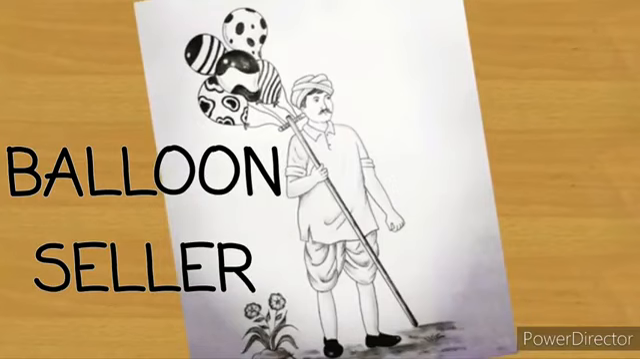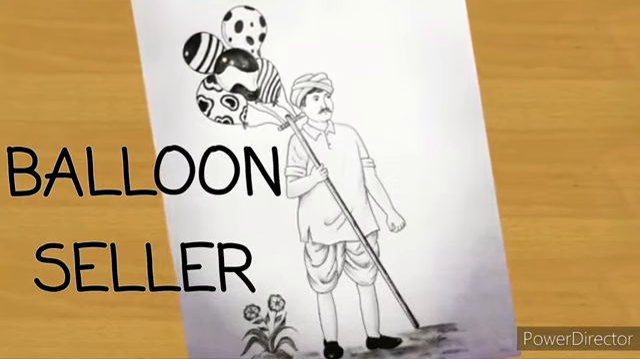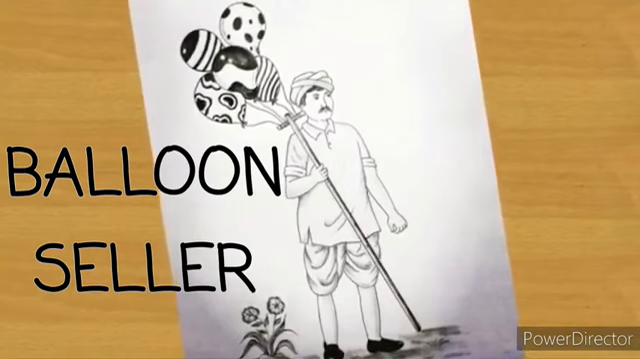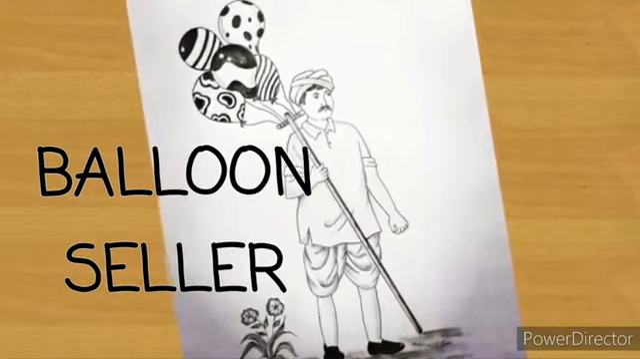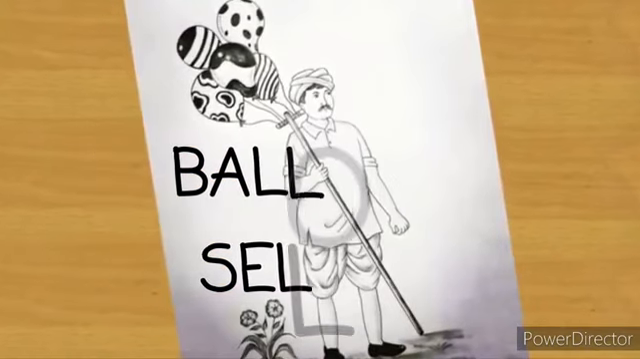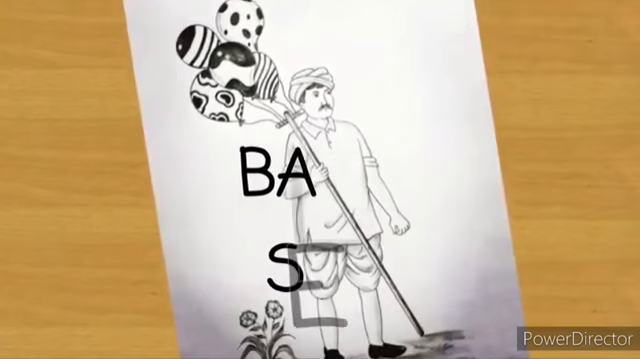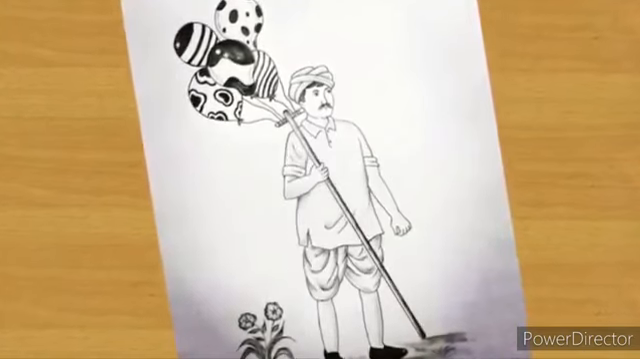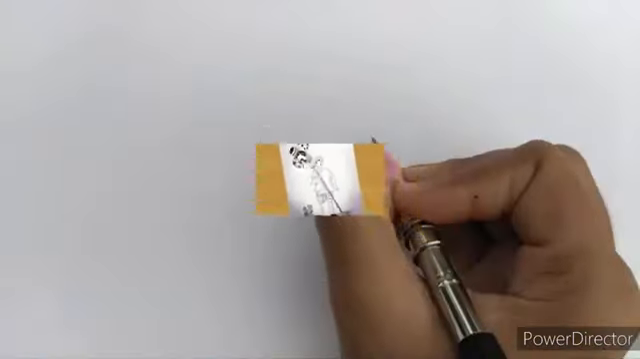Just take out your rough paper and practice this on rough paper. Once you are done with your practice, you can start drawing in your art copy. So, let's see how to draw a balloon seller.